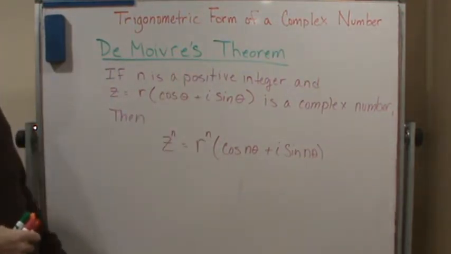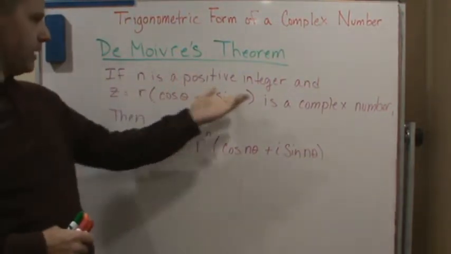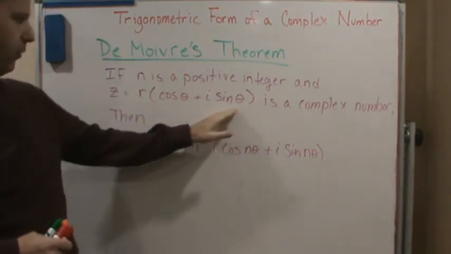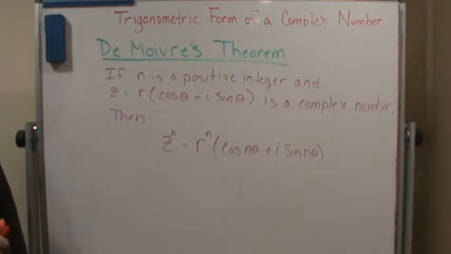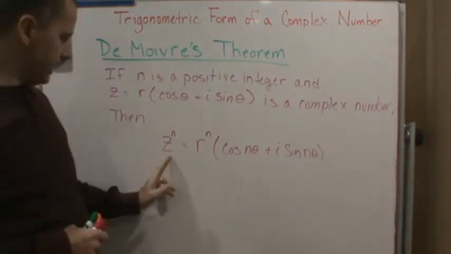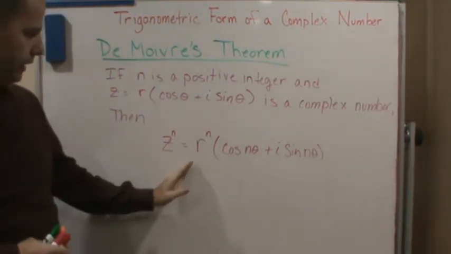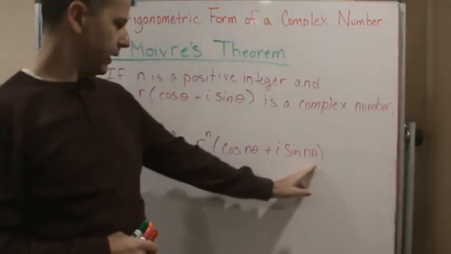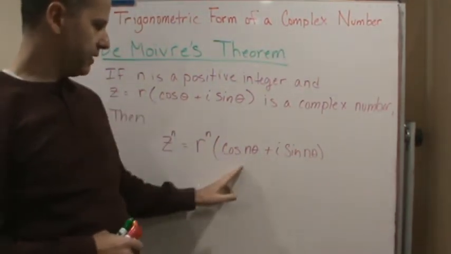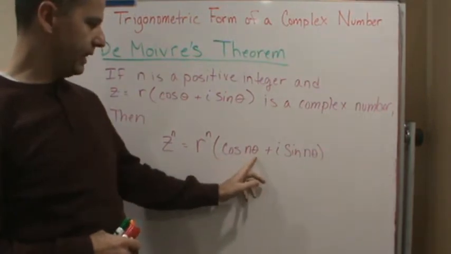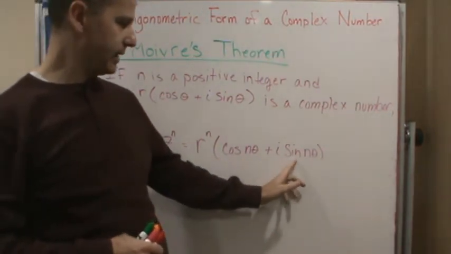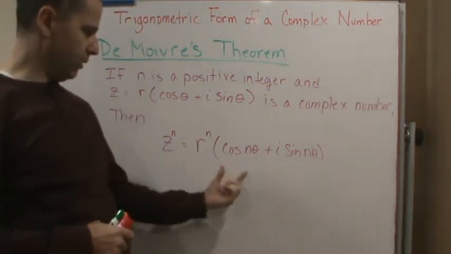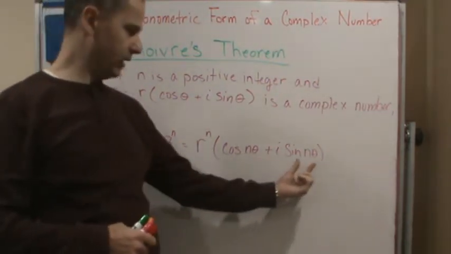What this theorem says is if n is a positive integer and z is a complex number in trigonometric form, then z to the nth power is written like this: r to the nth power times the sum, cosine n theta plus i sine n theta. So we raise r to the nth power and we multiply the angle by n.